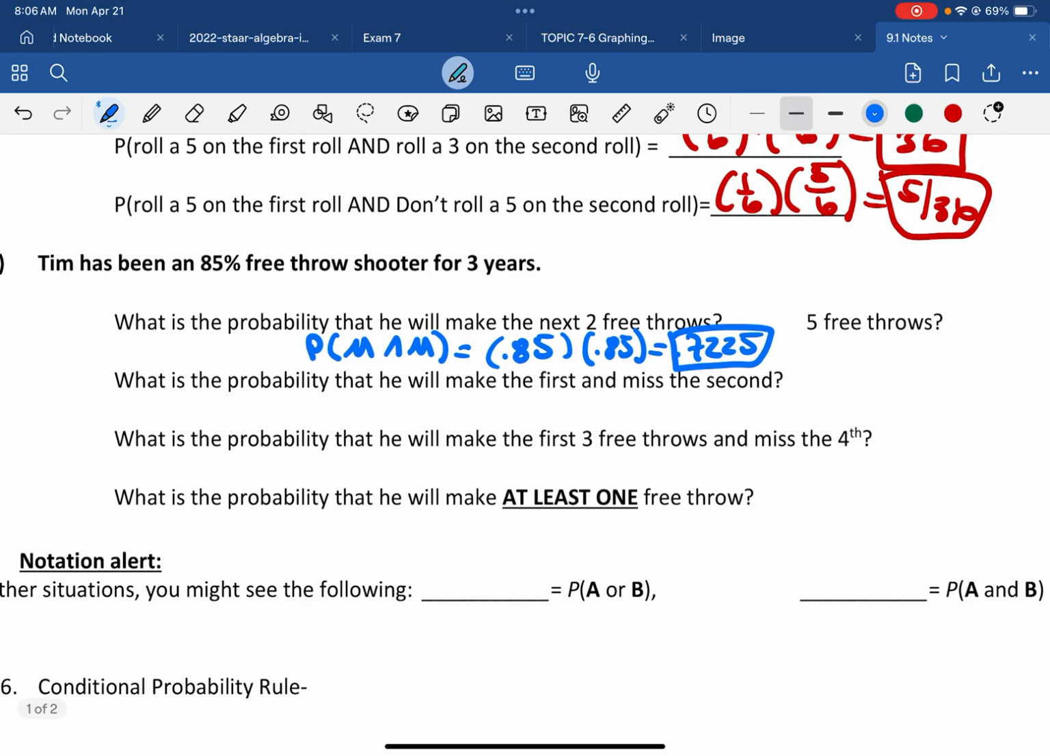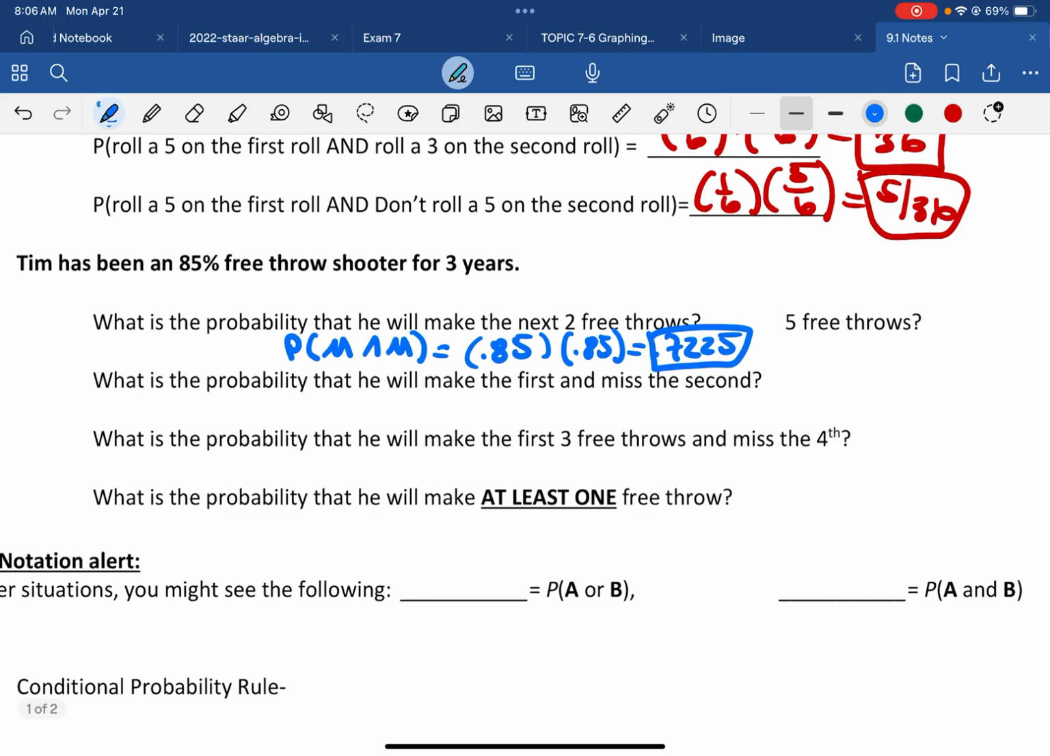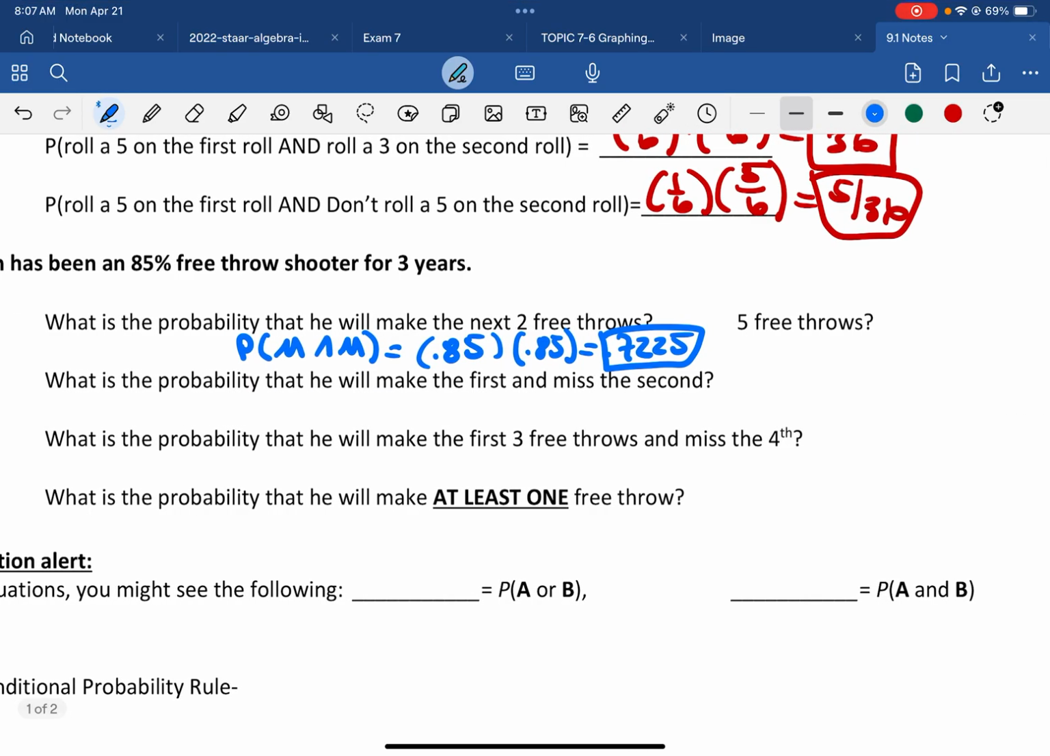Well, what's the probability he makes the next 5 free throws? Well, that's 5 in a row. So basically 0.85 times itself 5 times, which is 0.85 to the 5th power, 0.4437. Okay, and if we thought of it as a percentage, it'd be about 44%.